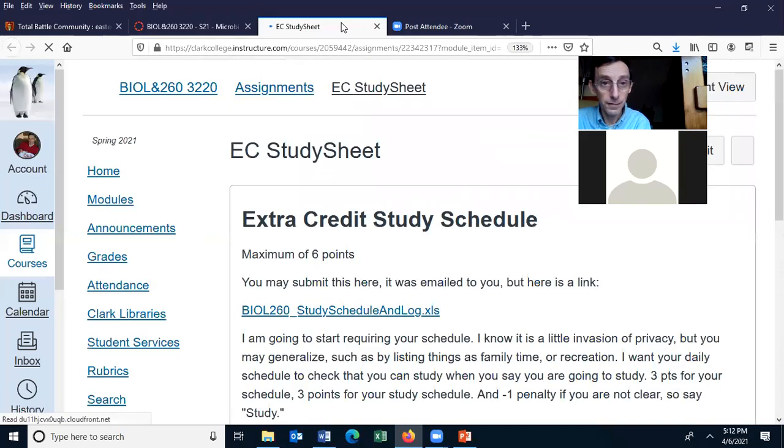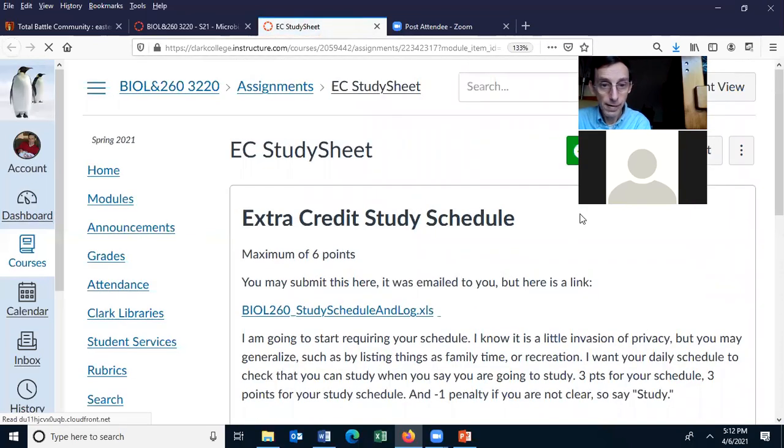And I believe the extra credit study sheet is where you send me your schedule, what you're doing in your life, your eating schedule, your sleeping schedule. That's on the first tab. And then the second tab will be week 1, your study schedule for microbiology, when you're planning on studying. And then tab 2 will be for week 2 if it's different than week 1, etc. And you can create more tabs if you need to.